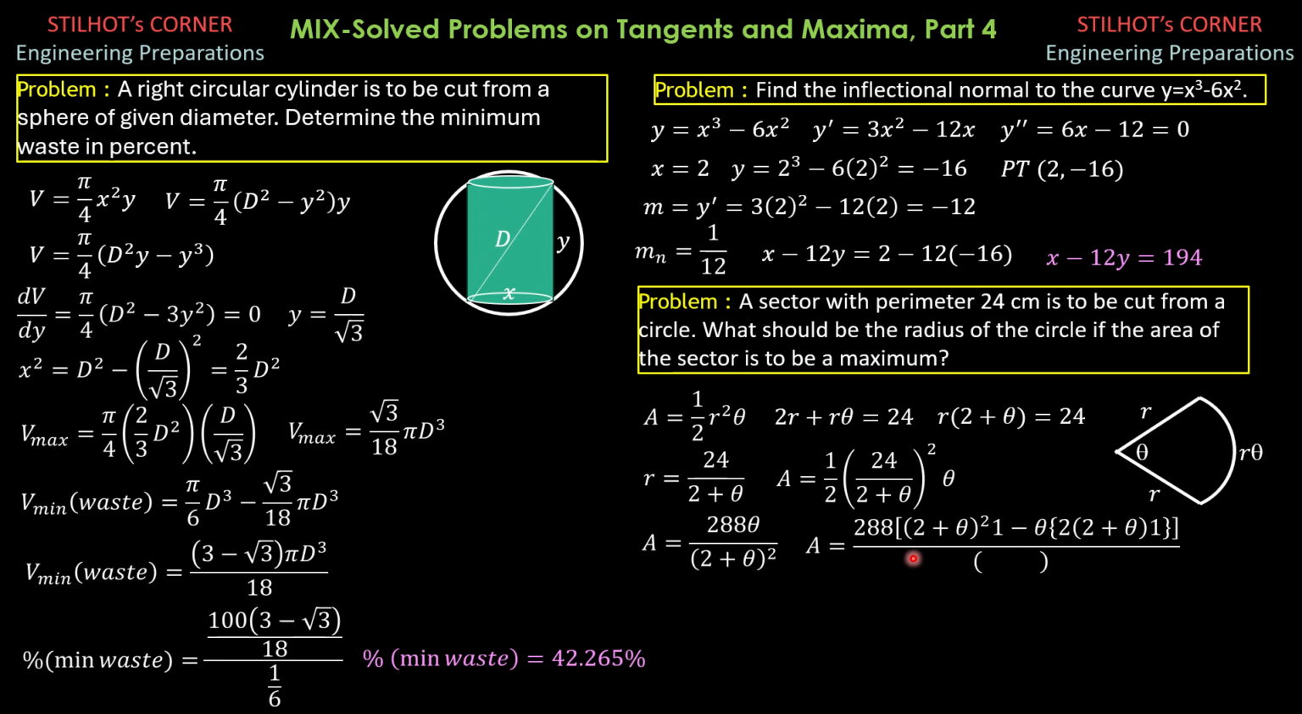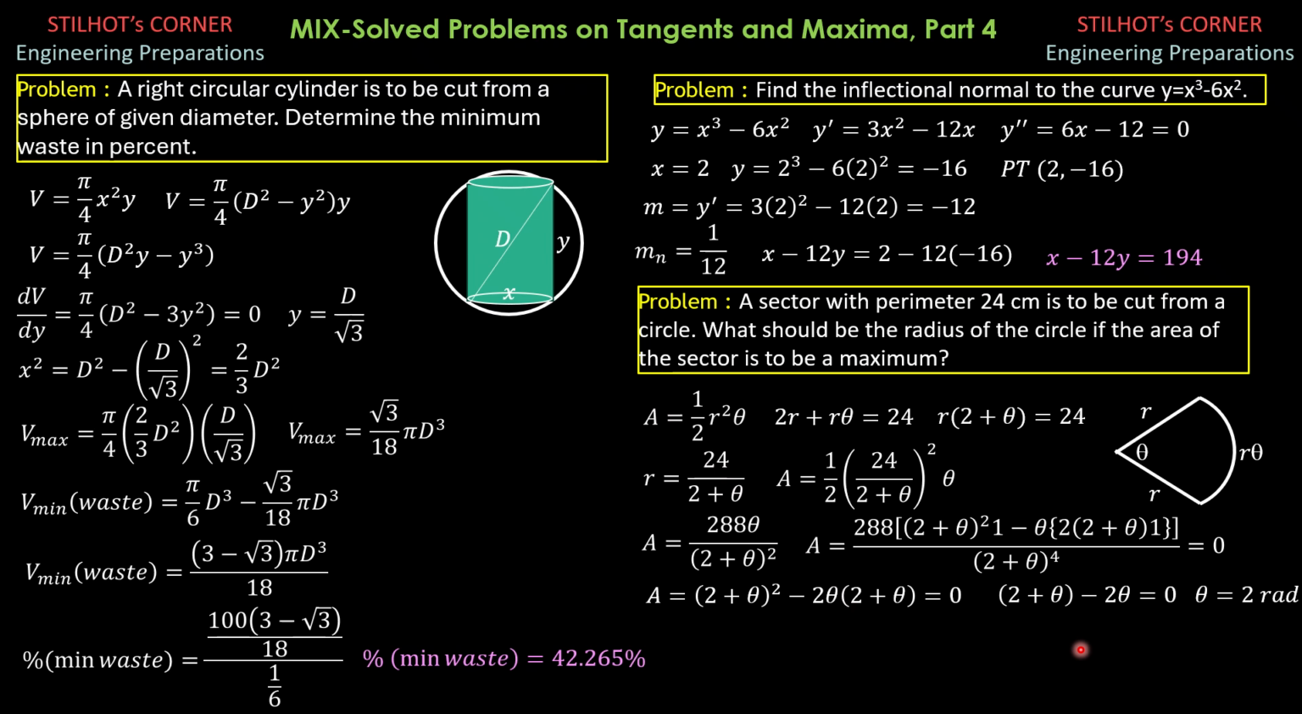squared minus derivative of numerator, the derivative of theta is 1, minus numerator theta times the derivative of 2 plus theta squared, which by the power formula is 2 times quantity 2 plus theta raised to 1, the derivative of 2 plus theta being 1, divided by the denominator squared, then equals 0. So cross multiply, we have 2 plus theta quantity squared minus 2 theta times 2 plus theta equals 0. Cancel out 2 plus theta, so 2 plus theta minus 2 theta equals 0. So that means theta is 2 radians.